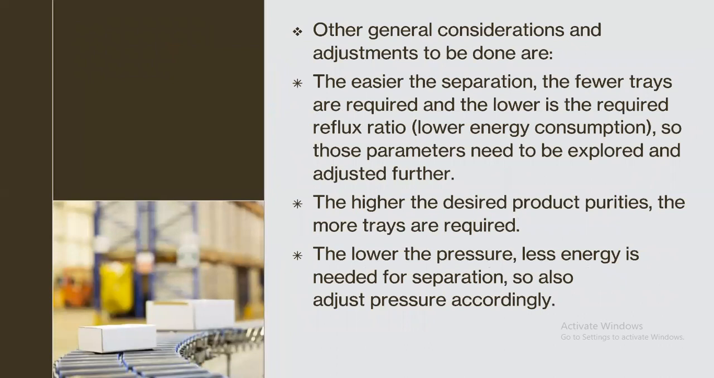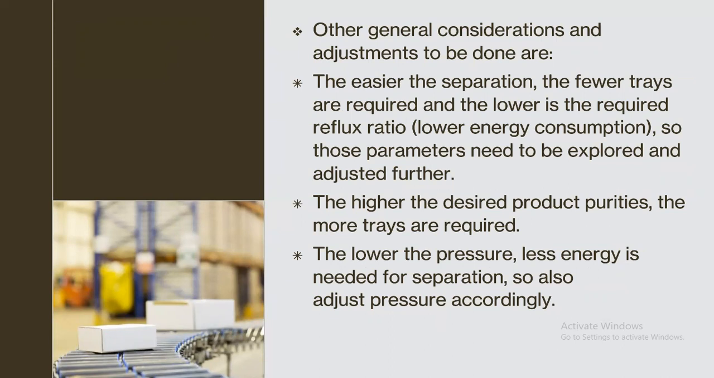So, other general considerations and adjustments to be done. The easier the separation, the fewer trays are required, and the lower the required reflux ratio. So if the separation is easier, you need lower energy consumption. Those parameters need to be explored and adjusted further. As I said, I'll do it in the next presentation. The higher the desired product purity is, the more trays are required. The lower the pressure, the less energy is needed for separation.